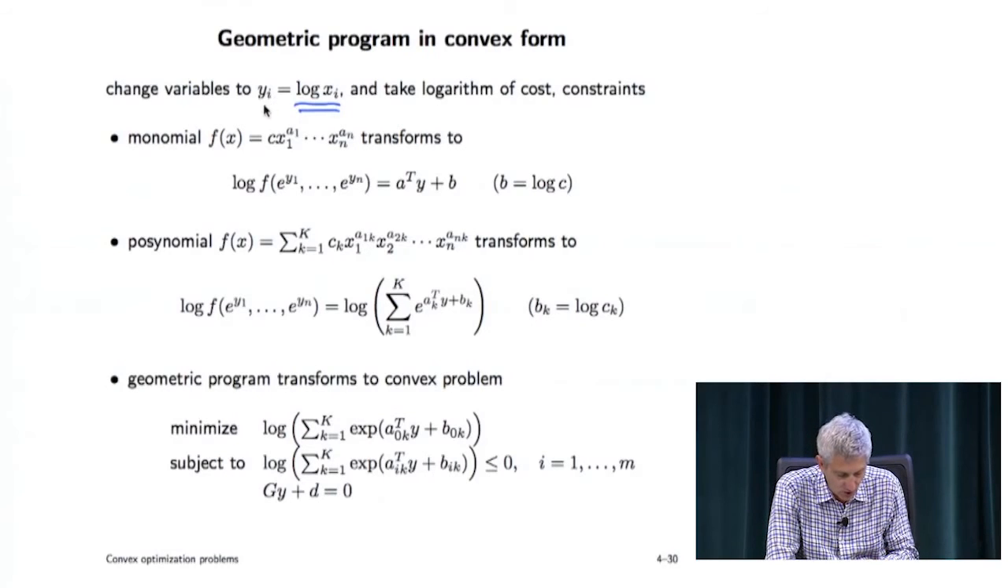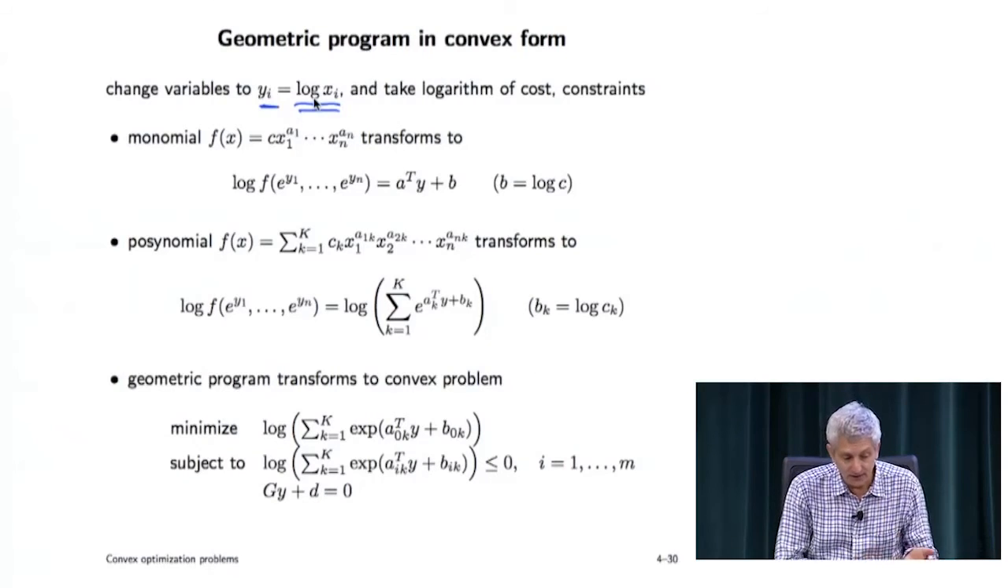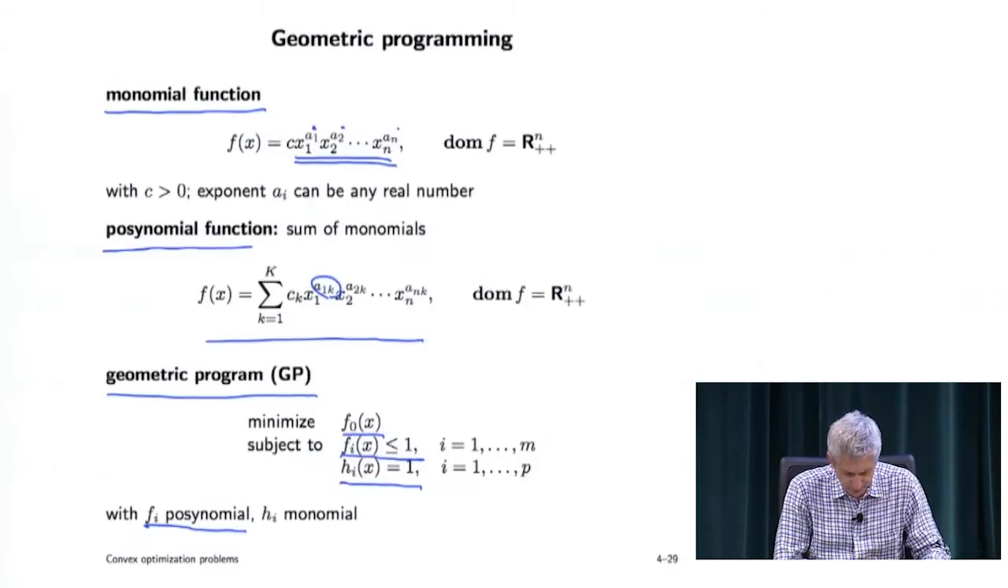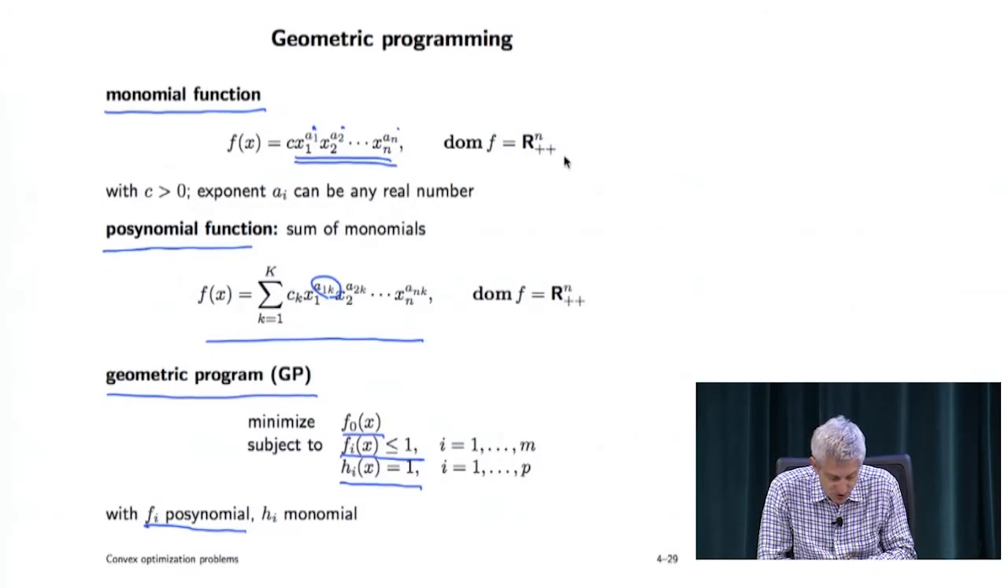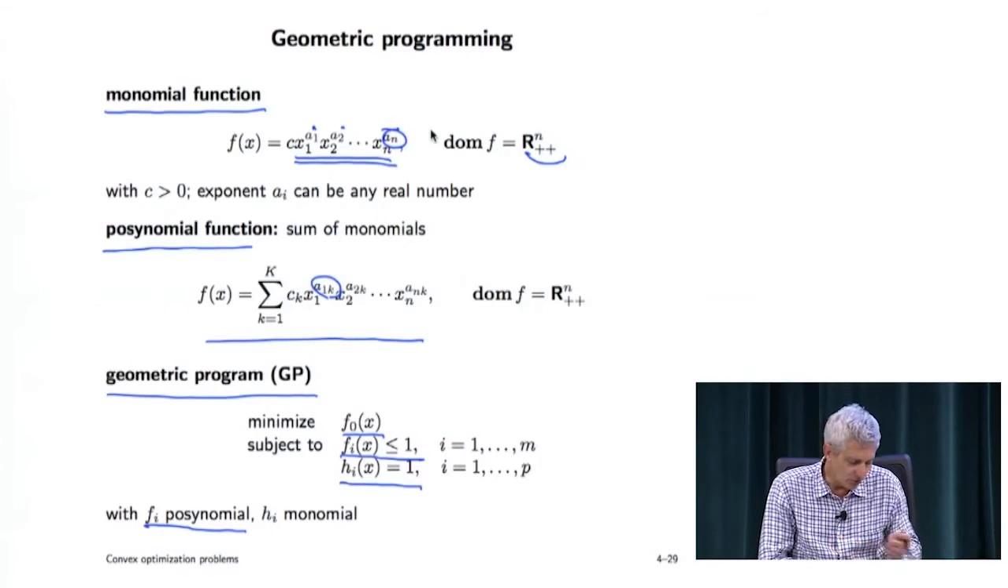So we'll take yi's to be the log of the variables. And that means they're unconstrained. They're not constrained to be positive. I should say that there is an implicit constraint that for a monomial and polynomial, the domain is positive, right? And it actually has to be strictly positive if any of these alphas are negative, of course.